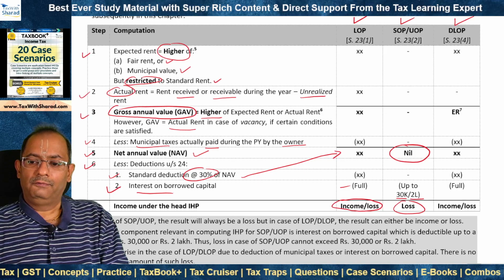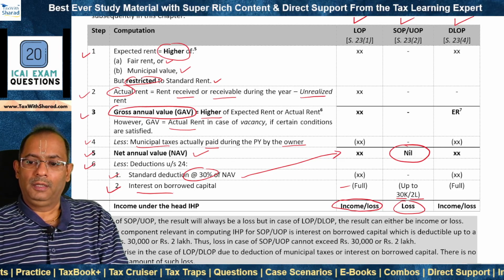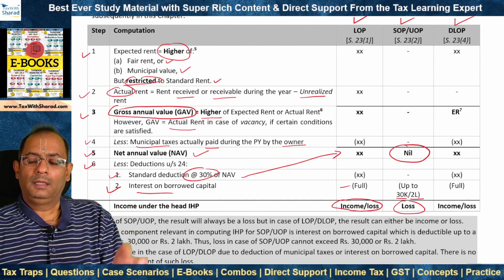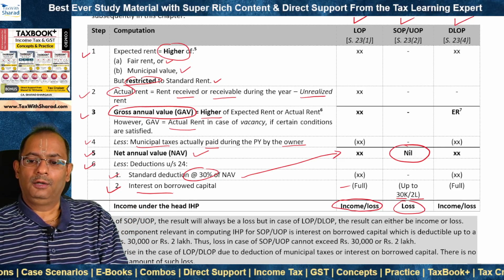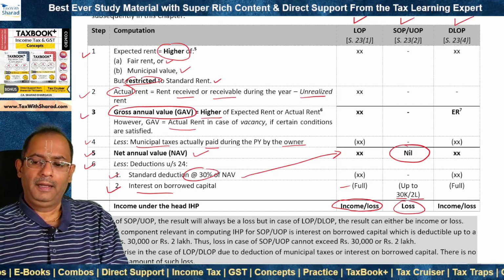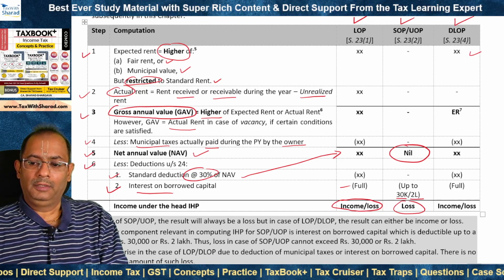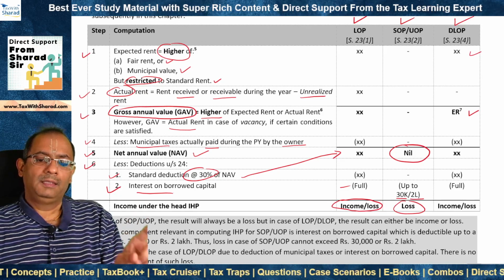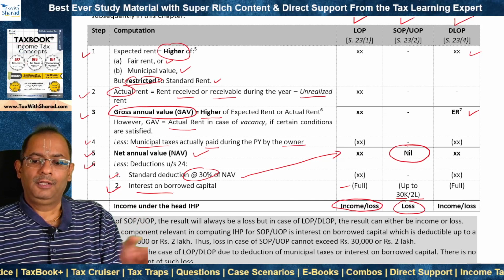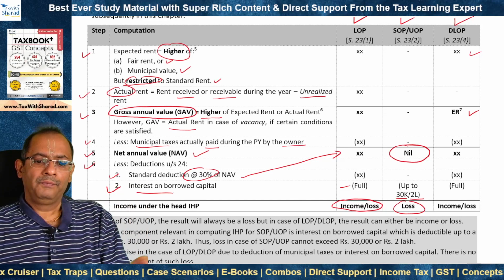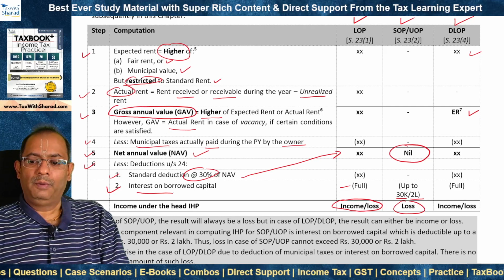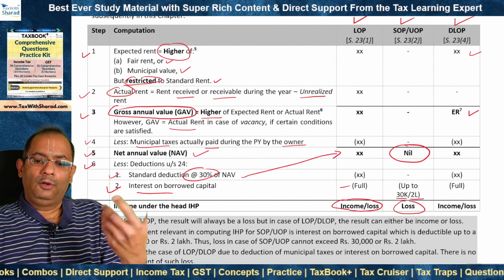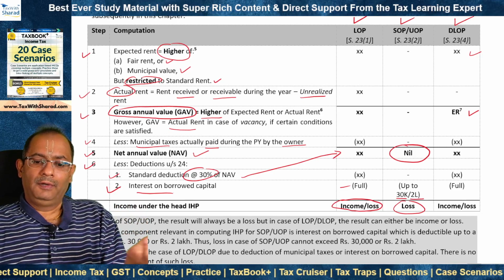How do we compute income for a DLOP, deemed to be let out property? Since the property is not actually let out, but it is deemed to be let out, the treatment is basically similar to that of a LOP or a let out property. So we first figure out the expected rent. Here lies the difference: gross annual value for a LOP is the higher of expected rent or actual rent, but since there is no actual rent in the case of a DLOP, the gross annual value by default becomes the expected rent or ER. For a DLOP, there is no question of unrealized rent as well as vacancy allowance.